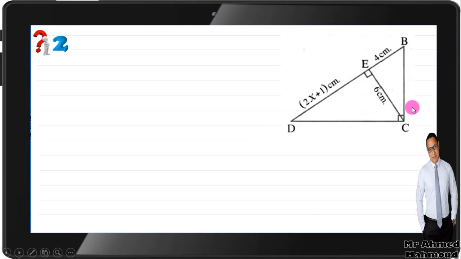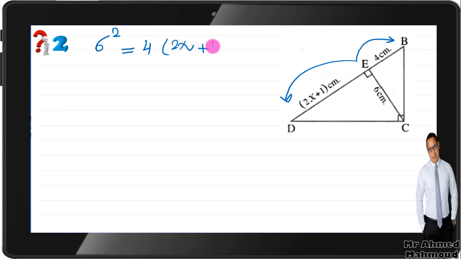Here also we have a right angle triangle and EC perpendicular to BD. I will write the same as I wrote before, since angle C is right and since EC is perpendicular to BD, so EC power of 2 equals EB times ED. Again, EC power of 2 equals EB times ED.